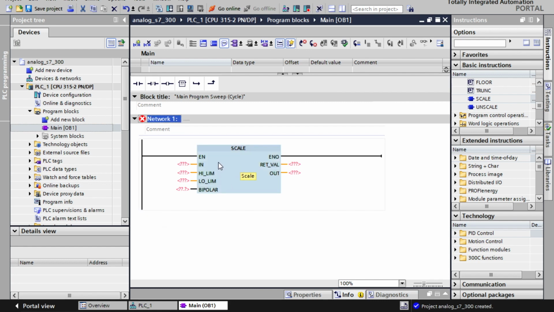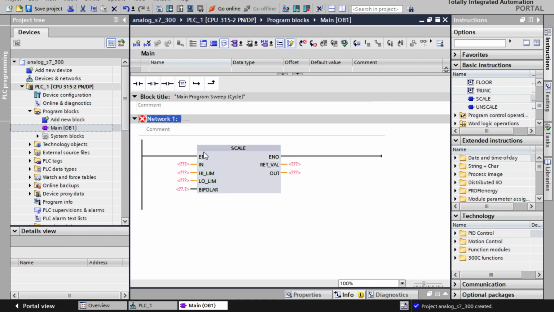There are a few terminals for the scaling function. We have enable, then we have IN, which is for input, then we have HIGH_LIM, for high limit, LOW_LIM for low limit, then we have BIPOLAR, we have ENO, enable out, we have RET_VAL, which is a return value. We also have terminal OUT, which is for the output or result.